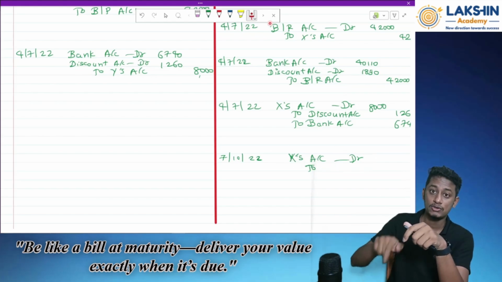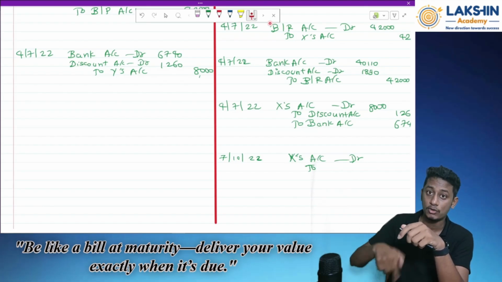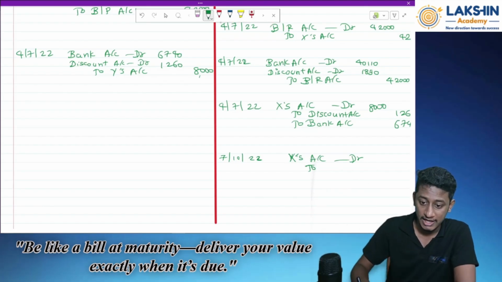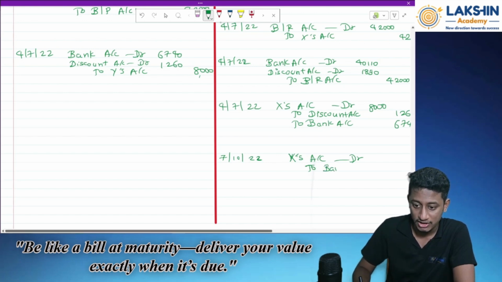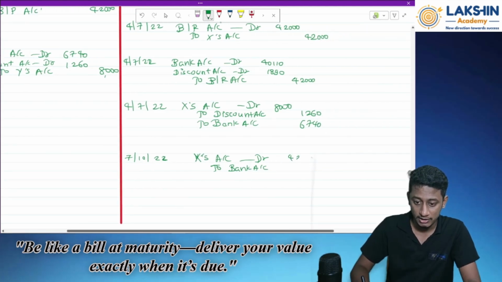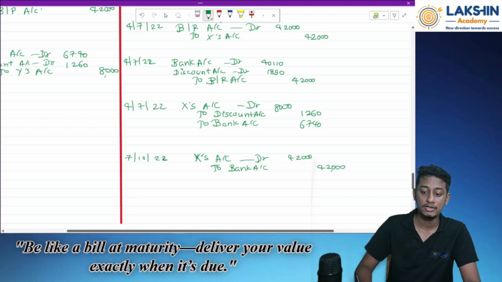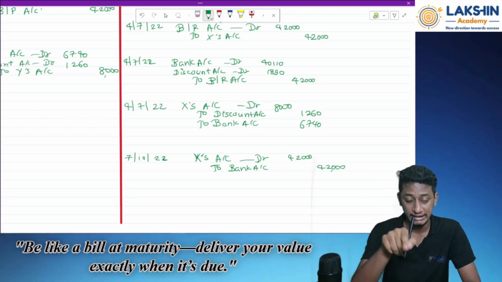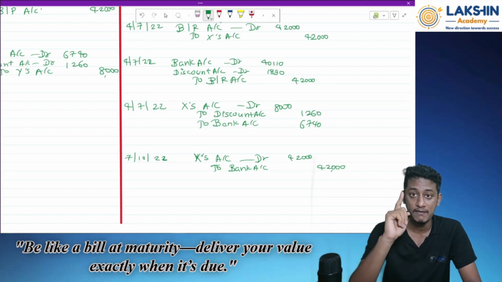Again, Mr. X is owing 42,000 rupees to Mr. Y. So I have debited that account to the bank account, because I am paying the whole amount of 42,000 rupees to the bank. Simple dishonor entry I have passed over here. Remember the theory part, whatever I taught you. Just go back to the video and check the theory part where I have shown you.